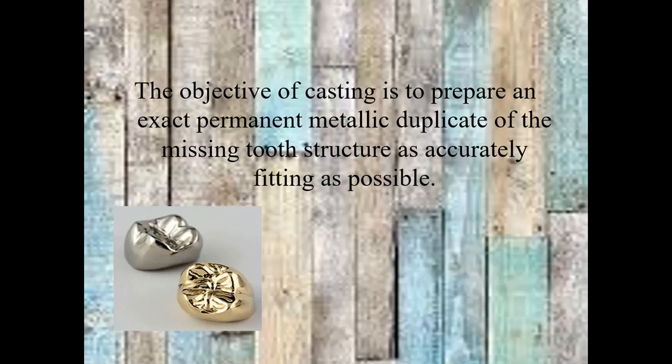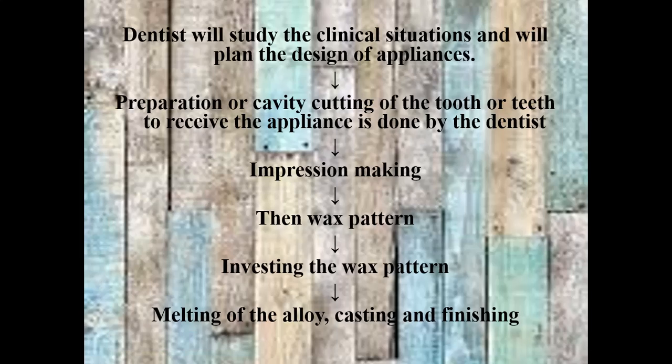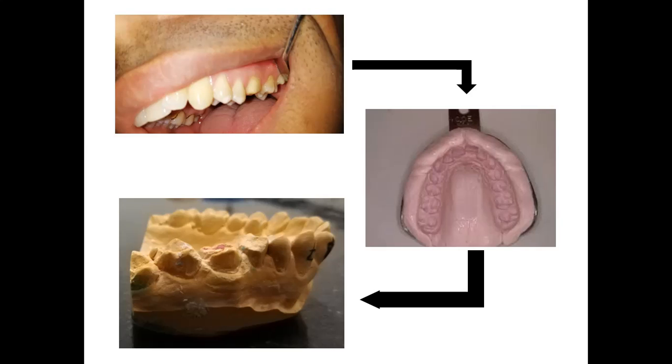Now, the objective of casting is to prepare an exact permanent metallic duplicate of the missing tooth structure as accurately fitting as possible. As I have already explained, when the patient appears, the dentist will study the clinical situation and will plan the design of the prosthesis. Accordingly, the tooth preparation or the cavity cutting of the tooth or teeth to receive the appliances is done by the dentist. After that, the impression is made.